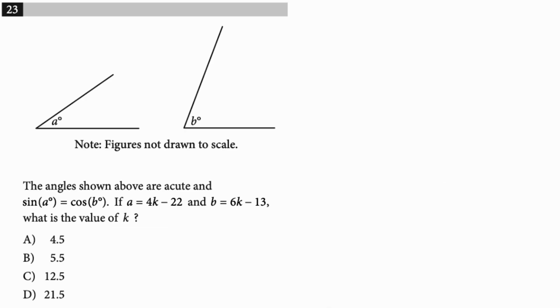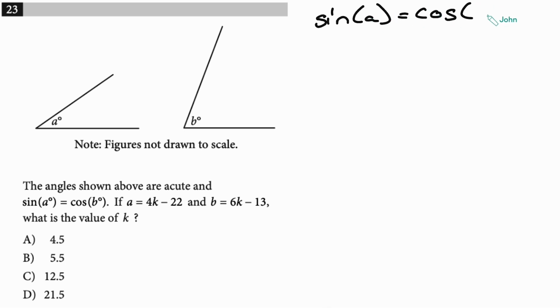The angles shown above are acute, and sine of A is equal to cos B. If A is equal to 4k minus 22 and B is equal to 6k minus 13, what is the value of k? If you don't recognize the cofunction identity in play here, then you will have a rough time with this one. So let's start with what we know.